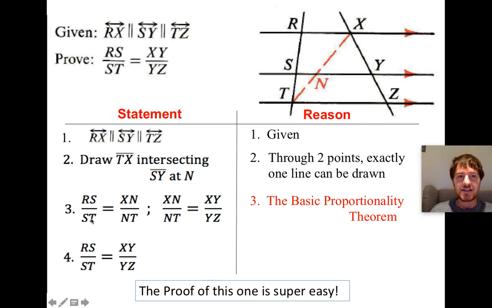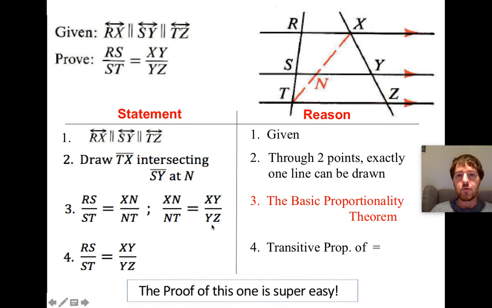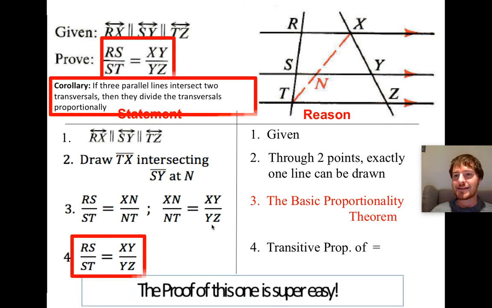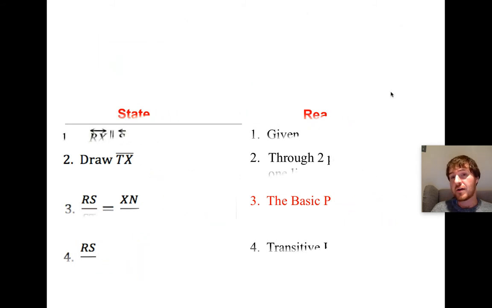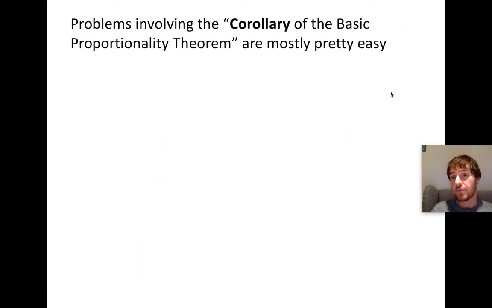So by transitivity, I can set RS over ST equal to XY over YZ. Boom, the transitive property of equality, and that's it, right? We got there. We just finished what we were trying to prove up here. When we have three parallel lines cutting two transversals, those two transversals will be cut in the same proportion. This to that equals this to that. And without further ado, I think you can start your homework with this stuff. You don't have to stick around, but I will show a couple things that appear in your homework.